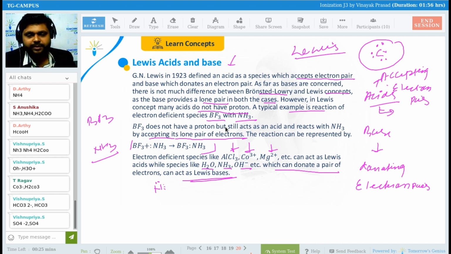H2O is having 2 lone pairs. So it will be a base or an acid? It's a base, sir. Lewis base, since it donates electrons. Again, NH3: 3 hydrogens are there, right? Again, 1 lone pair is there. So if it is donating 1 lone pair, it will act as a Lewis base. Is it okay?